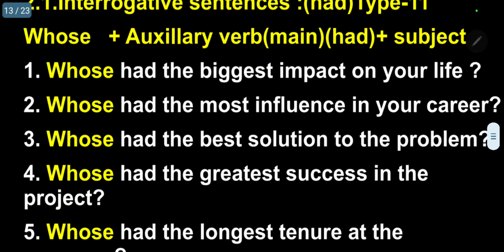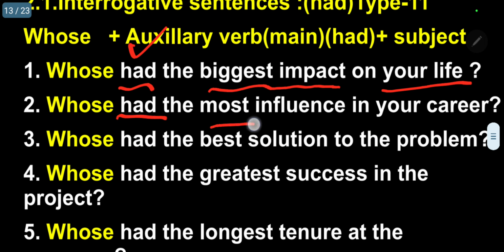Number one, whose had the biggest impact on your life? So had is the auxiliary acting as a main verb. Whose had the most influence in your career? Had is the auxiliary verb acting as a main verb. Whose had the best solution to the problem? Had auxiliary verb acting as a main verb.